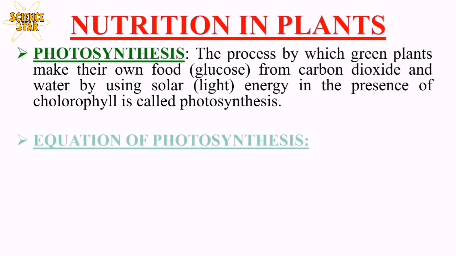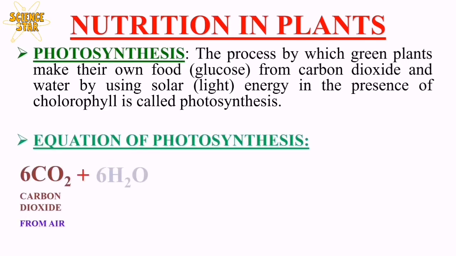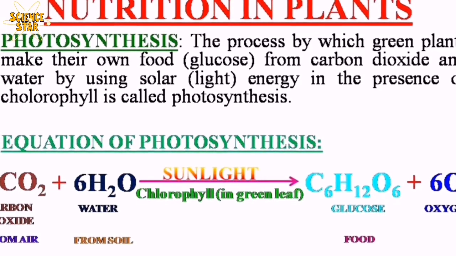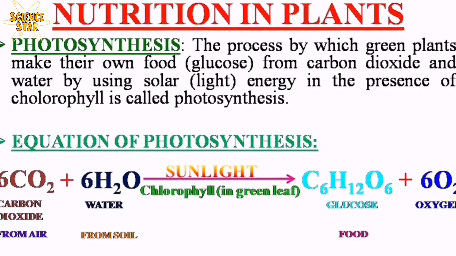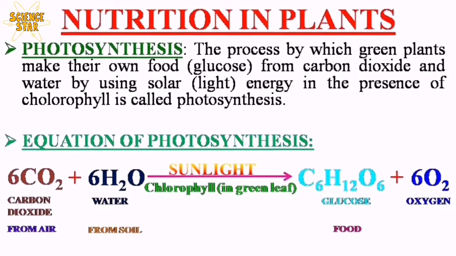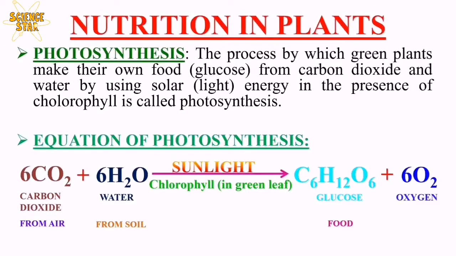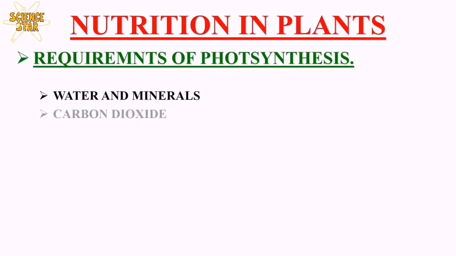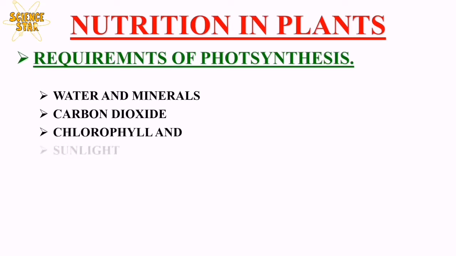The process of photosynthesis can be represented in the form of the following equation. The equation is 6CO2 plus 6H2O gives C6H12O6 glucose plus 6O2, oxygen molecules. That process occurs in the presence of sunlight and chlorophyll in the green leaf. The materials required by plants for photosynthesis are water and minerals, carbon dioxide, chlorophyll and sunlight.